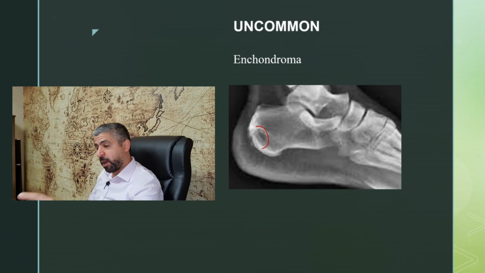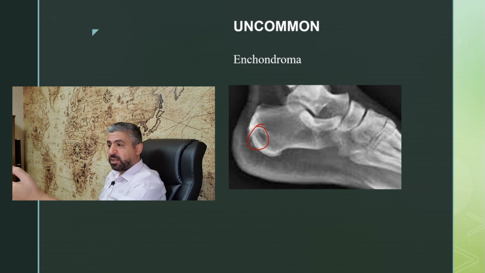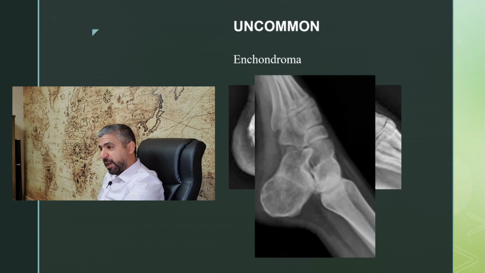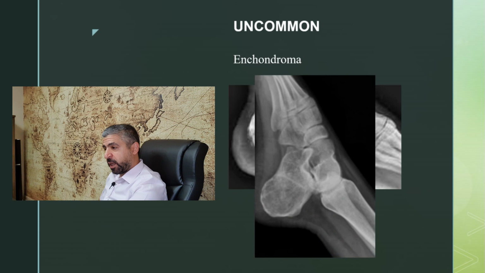Enchondroma is a very common lesion in the hand and feet. However, it usually is located in the metacarpals and metatarsals and in the phalanges. In the calcaneus, it's a very uncommon location for an enchondroma. So this was an enchondroma in the calcaneus. You can see it's just a lucent bony lesion, and it's very uncommon to see enchondroma in the calcaneus.